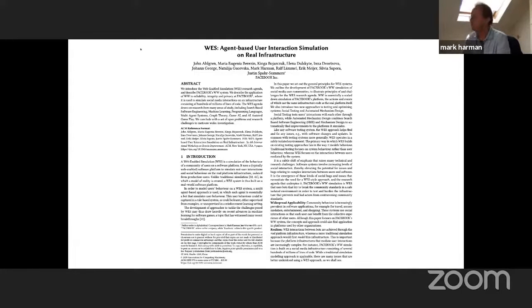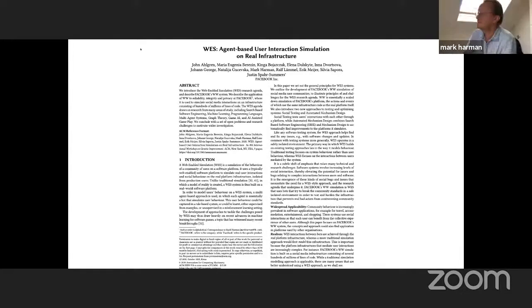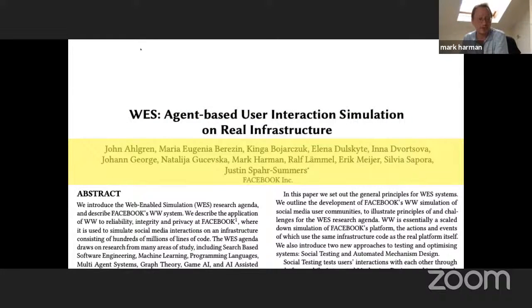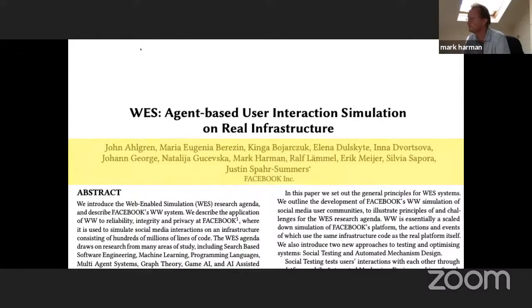The paper's title is WES, Agent-Based User Interaction Simulation with Infrastructure. And as I mentioned, there are 12 authors of this paper, and that is the team in London. There are actually more people in the team now; the team's growing all the time. This was the authors at the time we submitted the paper back in March.